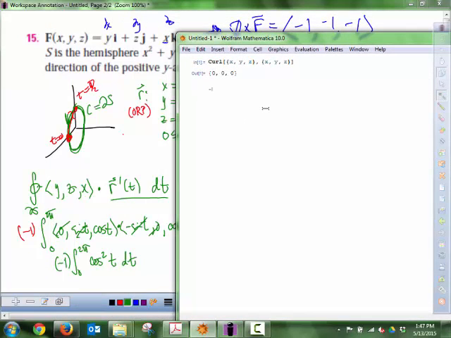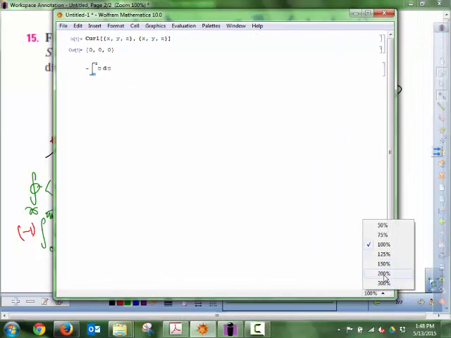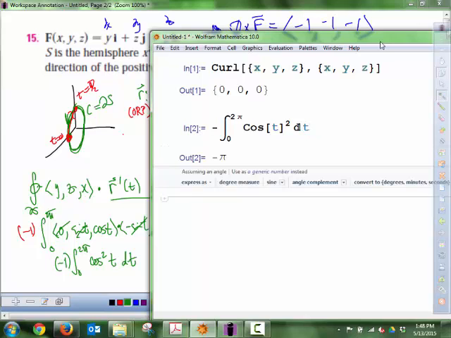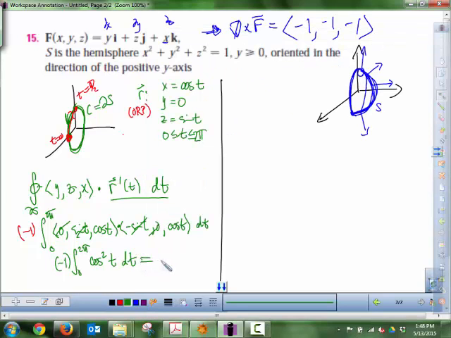So let's put the minus 1 in front. Our integral goes from 0 to 2 pi of cosine of t squared dt, which gives negative pi. So that is one side of your Stokes theorem. This is the line integral side.